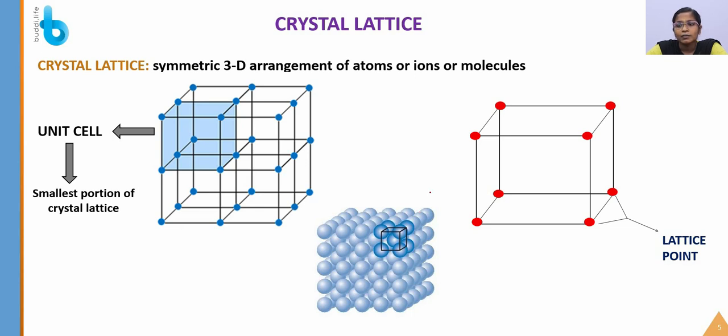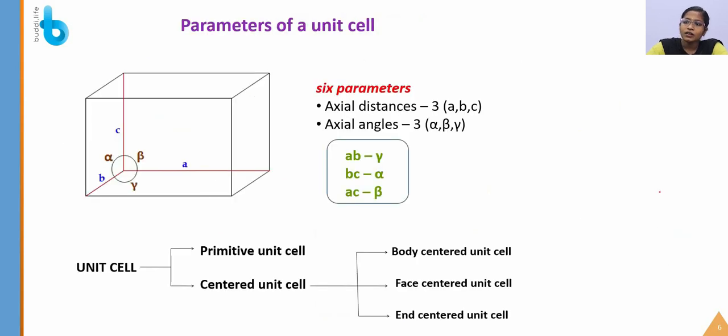In this, the atoms, molecules or ions are arranged in a regular pattern, and these atoms or ions are represented as points, and these points are known as lattice sites or lattice points. These are the atoms, and these atoms are joined together by straight lines to form the geometry of the crystal lattice. These are represented as points, and that is known as a lattice point or lattice site.